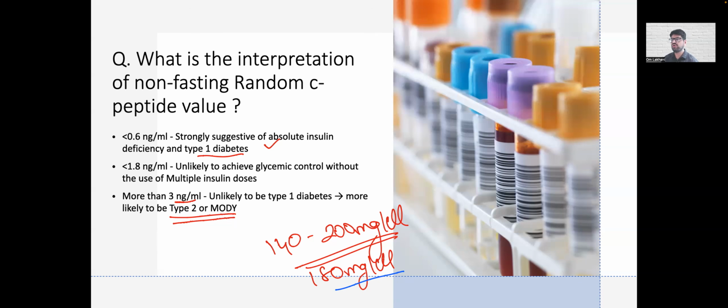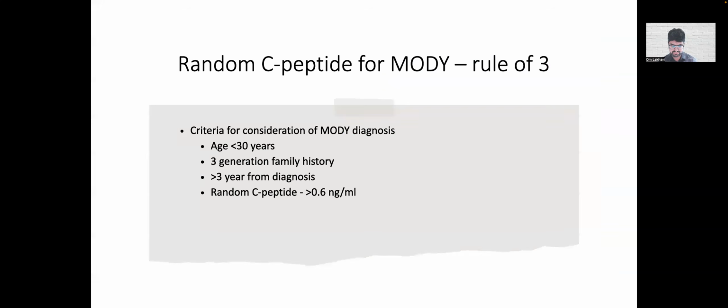And if the value is more than 3 nanogram per ml, the patient is unlikely to have type 1 and more likely to have type 2 or MODY. If the value is somewhere in between 0.6 to 3, you need to repeat the test using the mixed meal stimulation test. I hope this fundamental algorithm is clear to you.